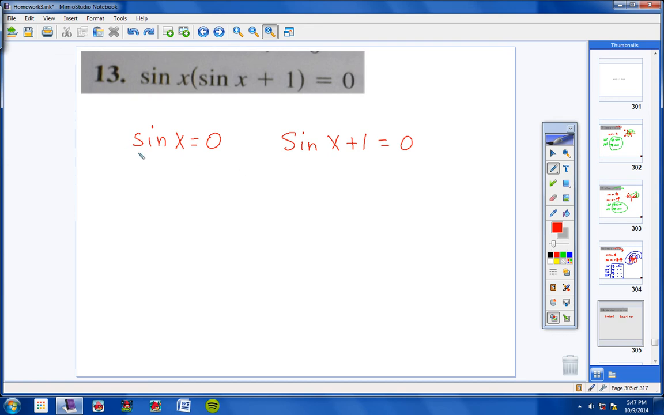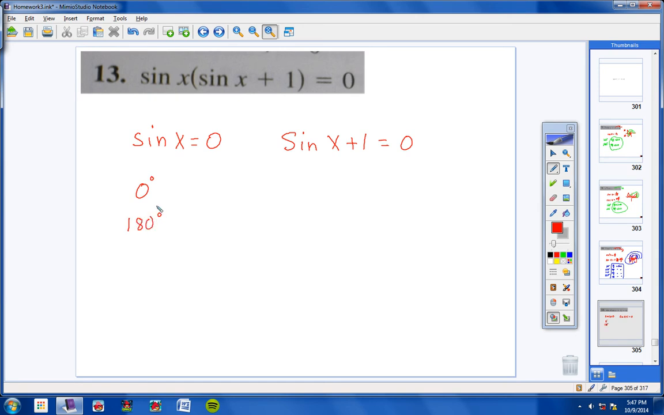Let's start over here first. Sine of x equals 0. Now that's going to be one of our quadrant angles. So I'm very quickly going to type in the sine of 0. And that did give me 0, so there's one answer. And the sine of 90, and that did not give me 0. Sine of 180, that did give me 0, so there's another answer.